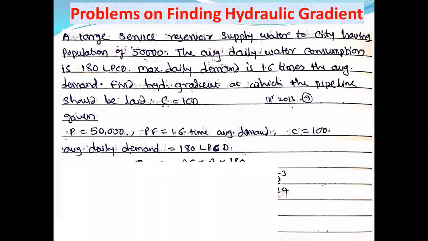A large service reservoir supplies water to the city having population of 50,000. The average daily water consumption is 180 LPCD. The maximum daily demand is 1.6 times the average demand. Find hydraulic gradient at which the pipeline should be laid, and the value of C is equal to 100. A similar kind of problem was asked in 2013 in university examination for 9 marks, but that pattern was different.